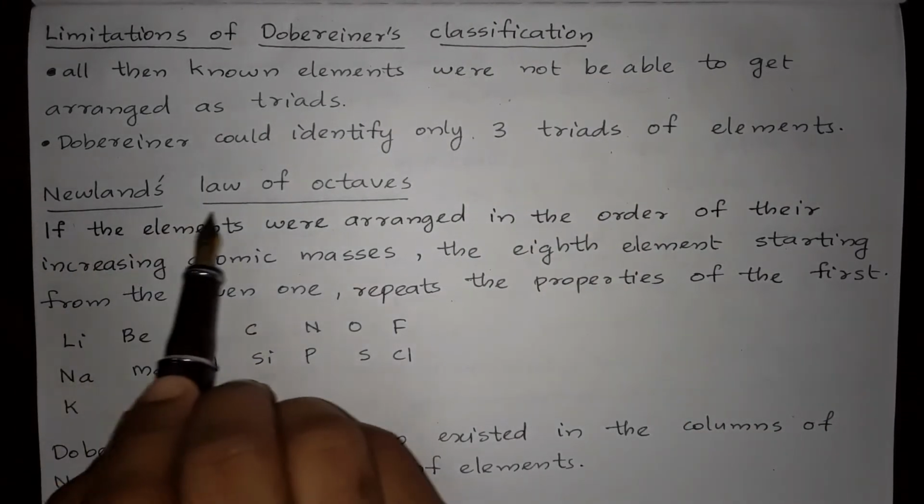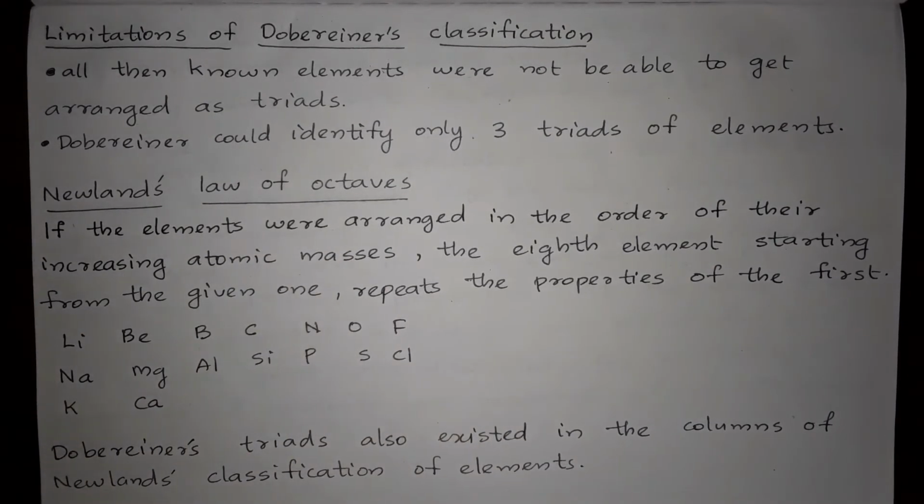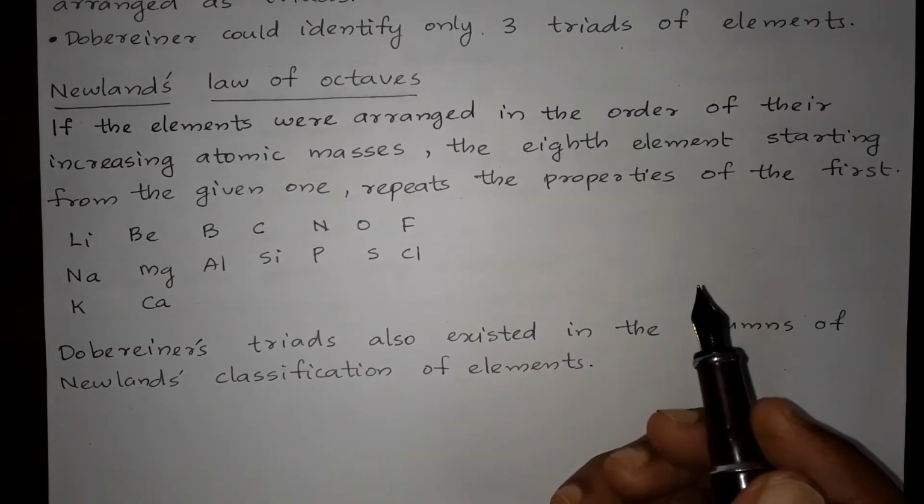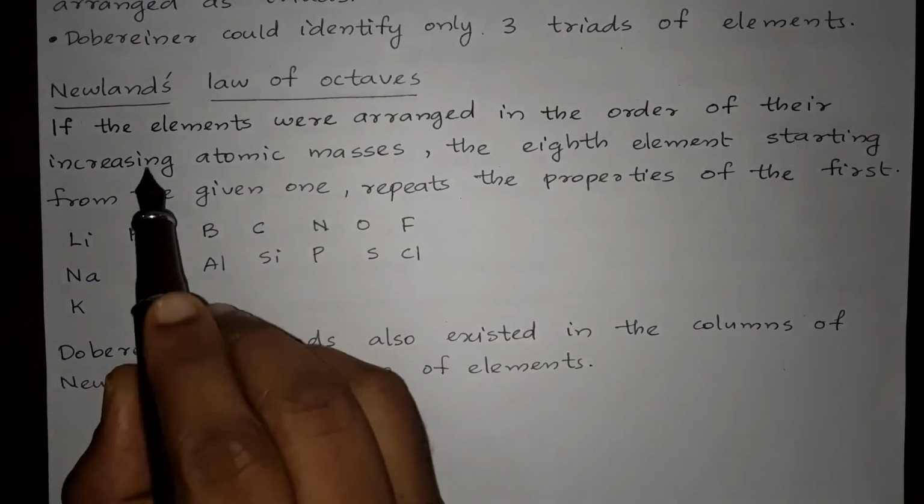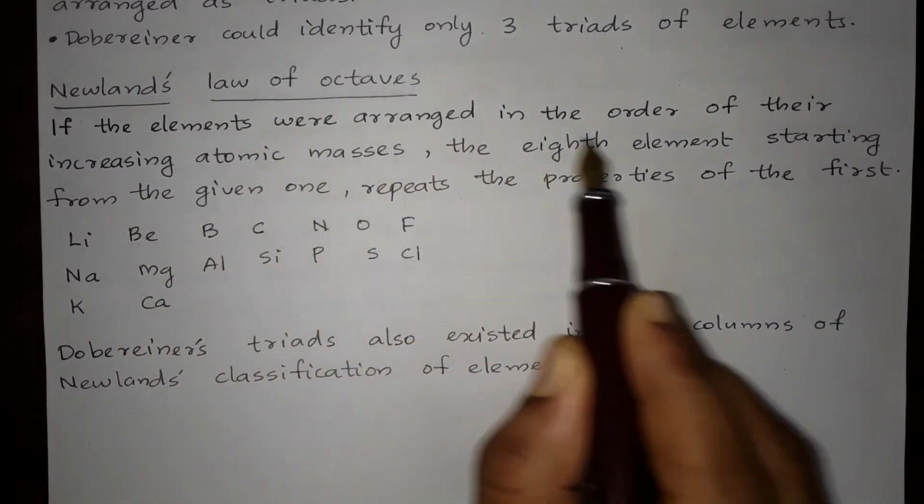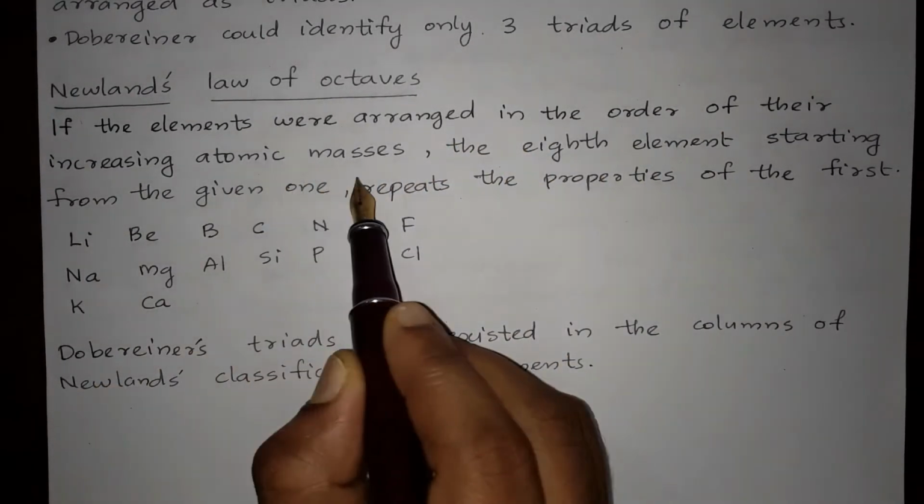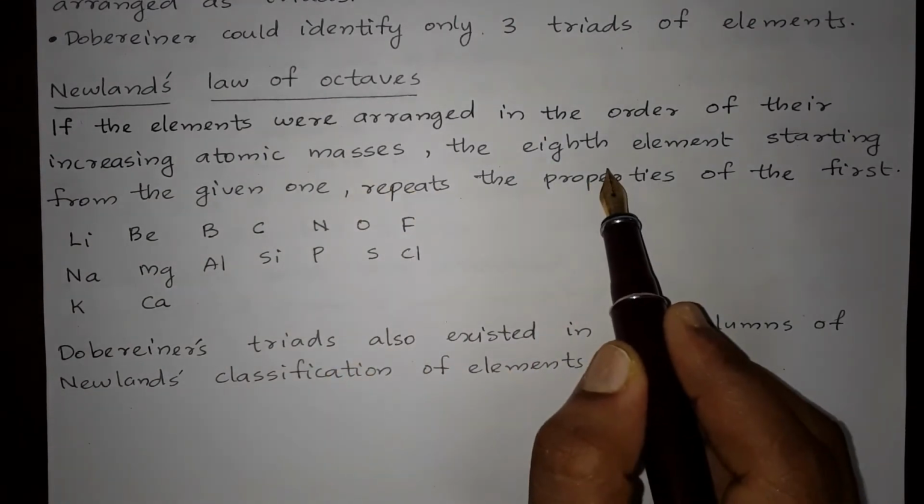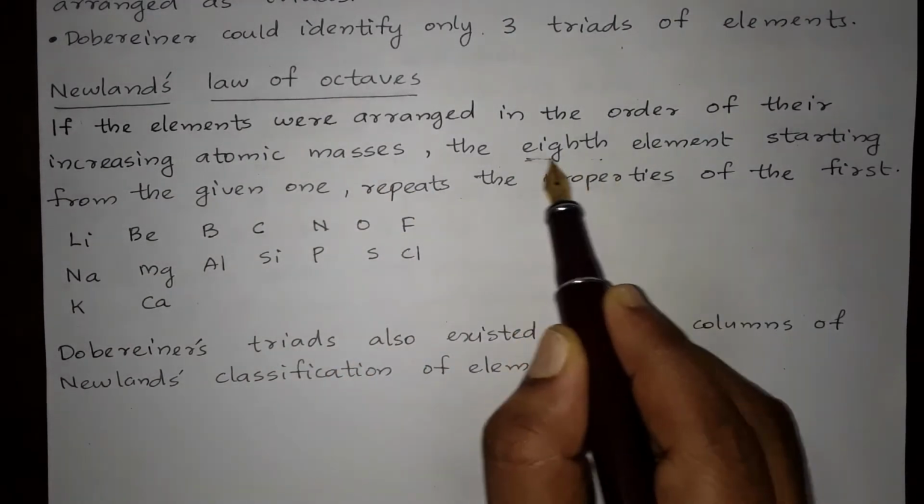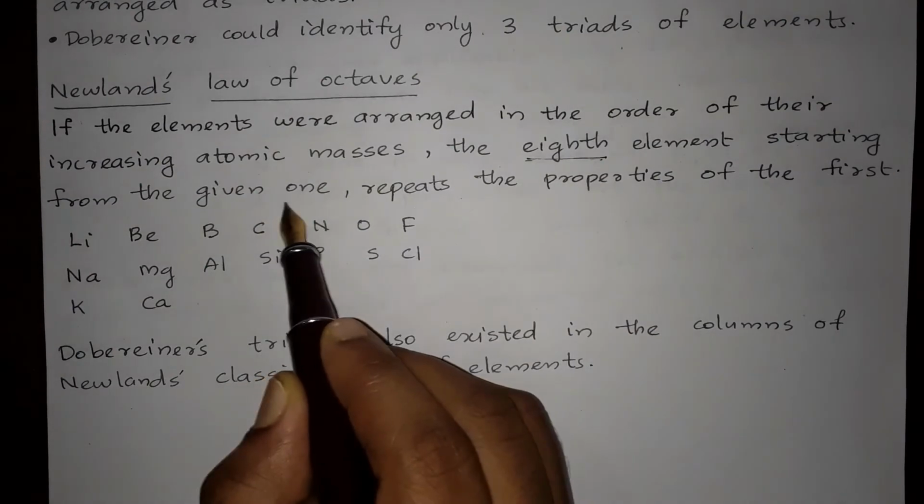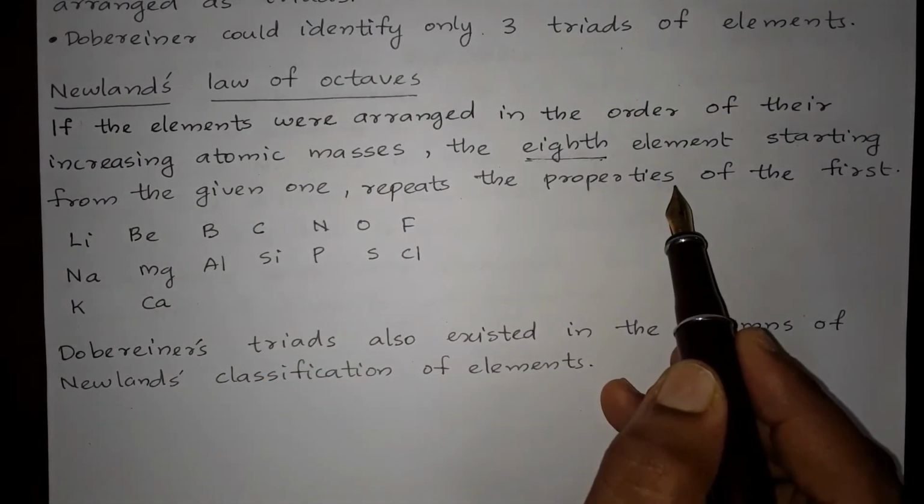Then came Newlands' Law of Octaves. Newlands found that if the elements were arranged in the order of their increasing atomic masses, the eighth element starting from the given one repeats the properties of the first.